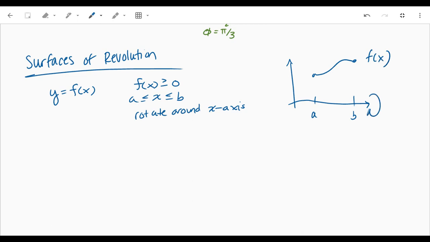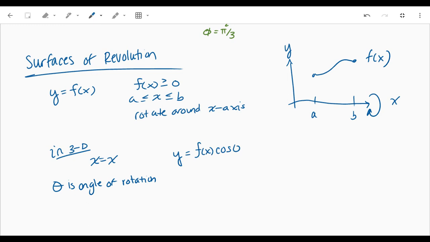And if we rotate it around the x-axis, you would think about that coming out of your screen as the z-axis, right? So in 3D, x is x. Theta is your angle of rotation. So the way I've drawn it now, theta is 0. We have not rotated it at all. Then as we rotate it, we make circles, right? And your parametric equations of the circle are r cosine theta and r sine theta. So your radius of the circle is whatever f of x is, and then y is that times cosine theta, and z would be your radius times sine theta.